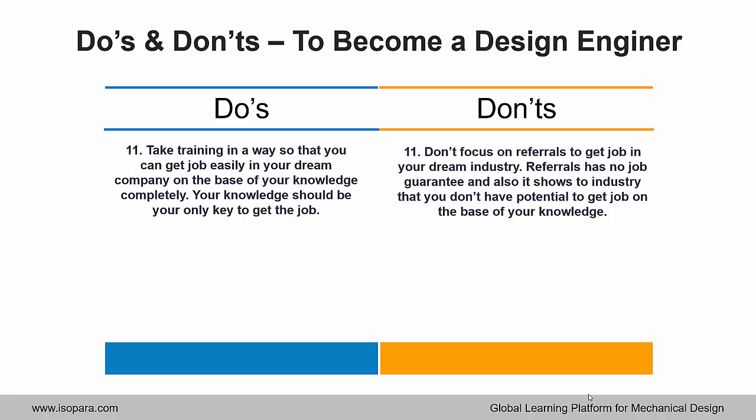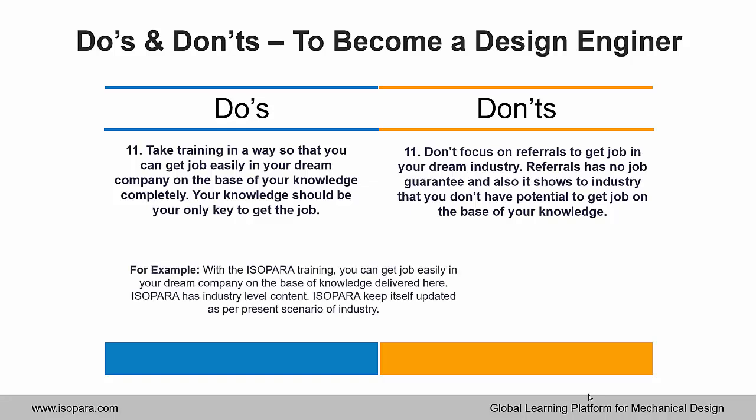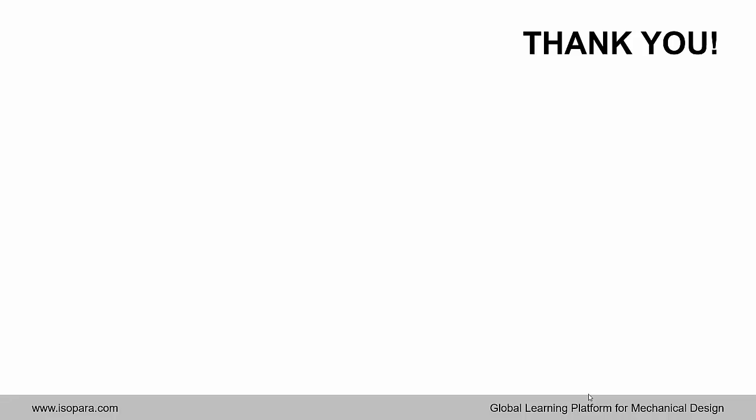This example is saying, with the ISOPARA training you can get a job easily in your dream company on the basis of the knowledge delivered here. ISOPARA has industry-level content and keeps itself updated as per the present scenario. This is what the do's and don'ts say. If you follow the do's and avoid the don'ts, then you would be able to become a design engineer. These are the points that we had to cover here.